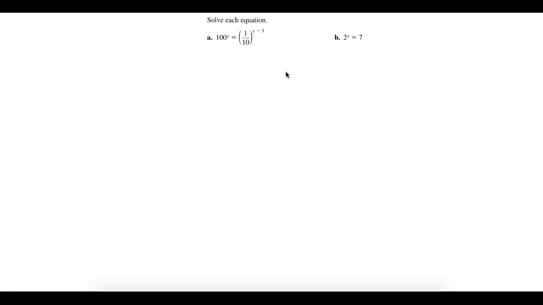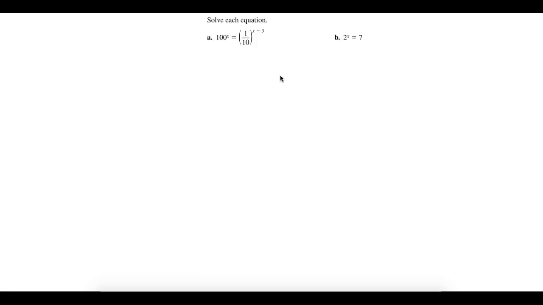All right, welcome to the first example of section 6.6. In this one, we're going to be solving equations that have our variables in the exponents. So if you look at this first one, we are solving for x, but you'll notice that first of all, we've got variables on both sides of the equation. So 100 to the x power equals 1 over 10 to the x minus 3 power. So we've got an equation here with variables on both sides, and the variables are in our exponents.